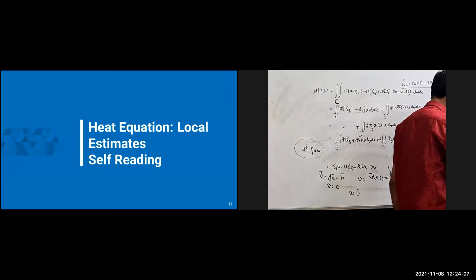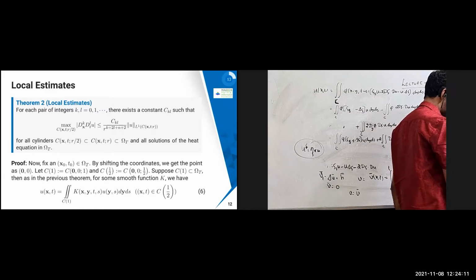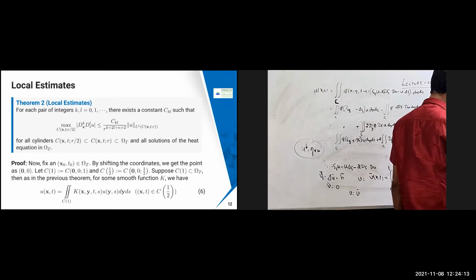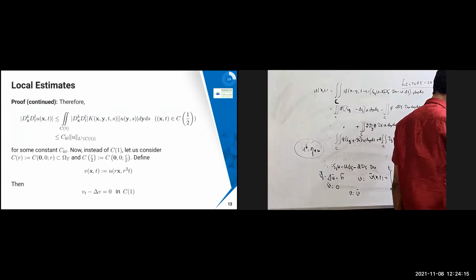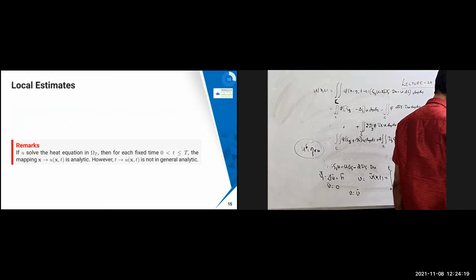This key equation for local estimates, I'm just giving it as self-reading. You can just see this one. I have given the proof, but you can check how to obtain this one. So this I am leaving as a self-reading part.